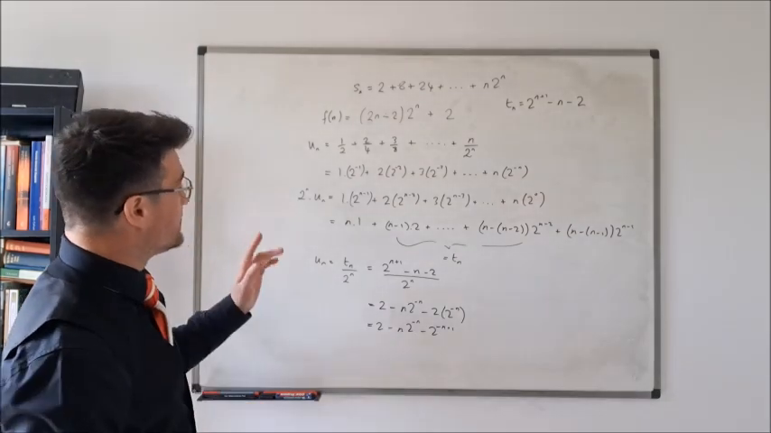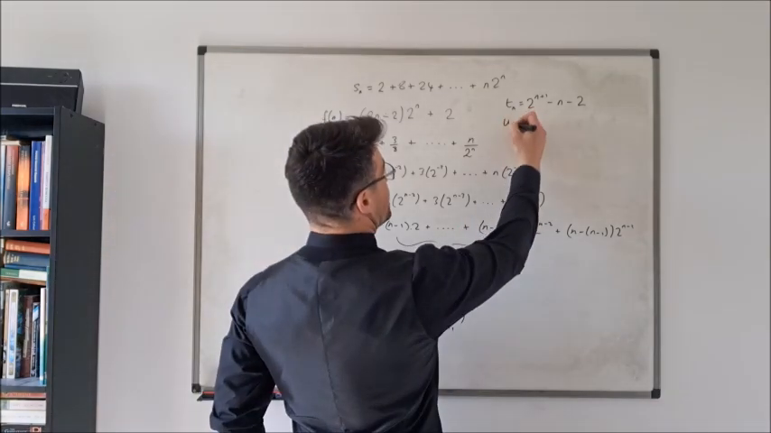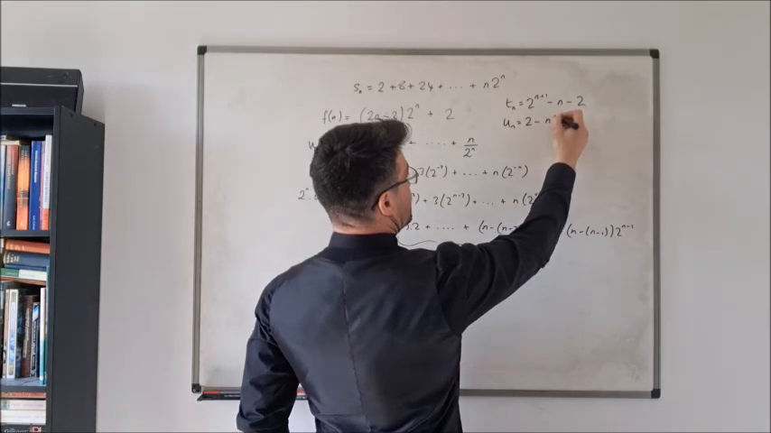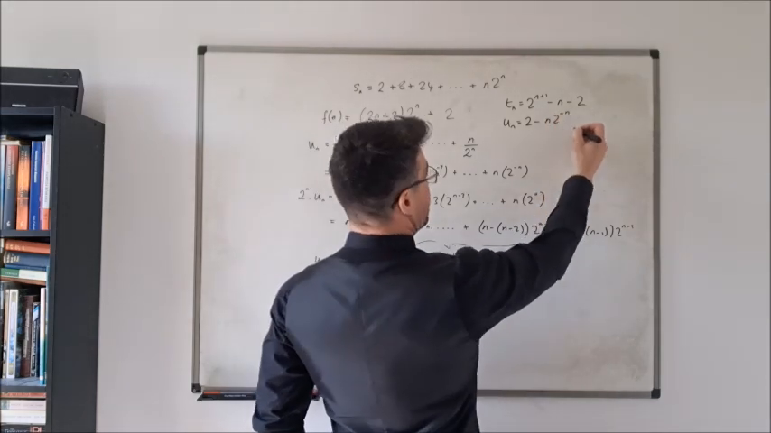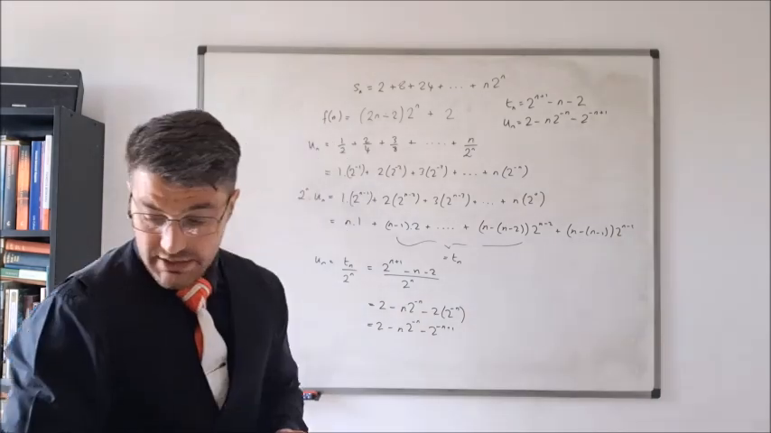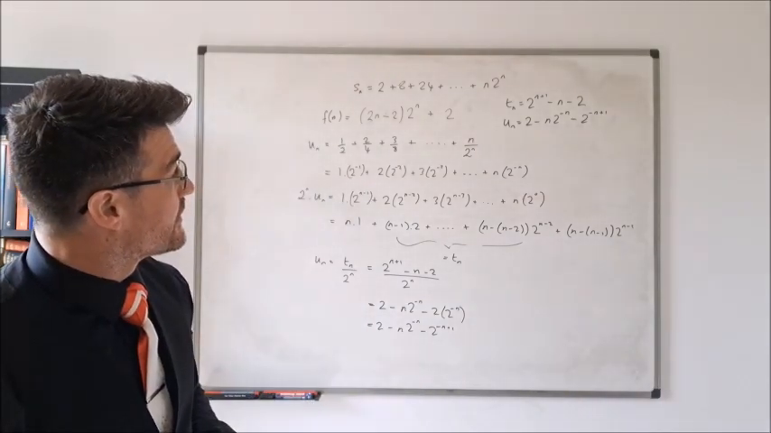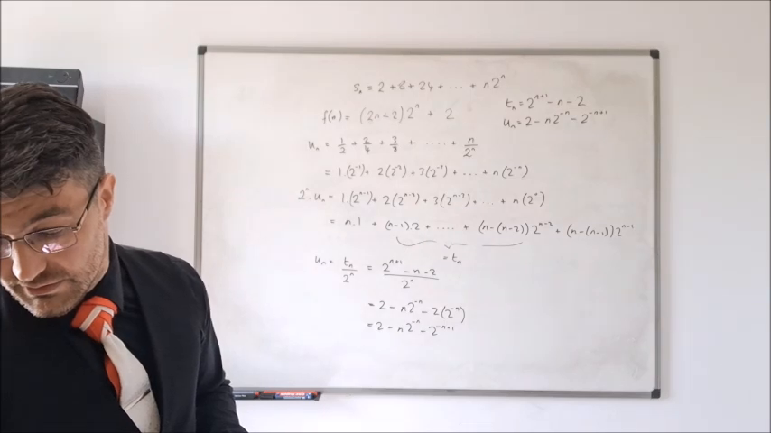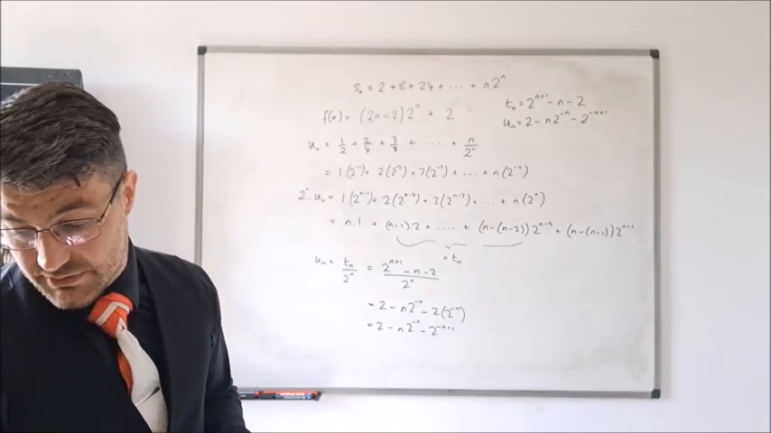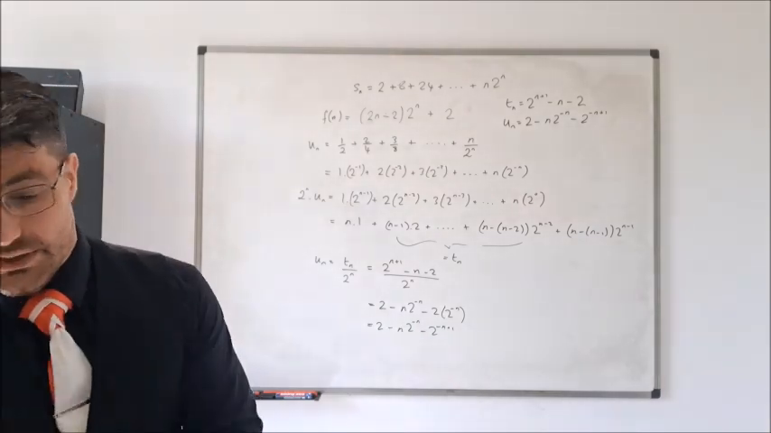Okay, so that's what we've got for un. Un is equal to 2 minus n times 2 to the power of minus n minus 2 to the power of minus n plus 1. Okay, so moving on.